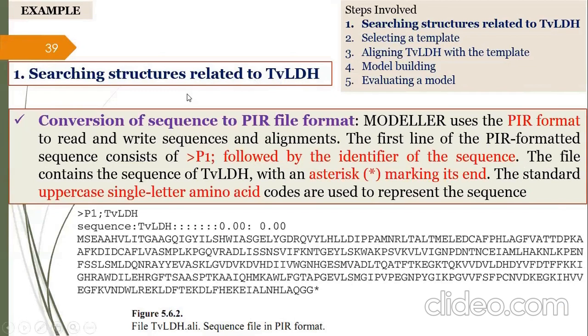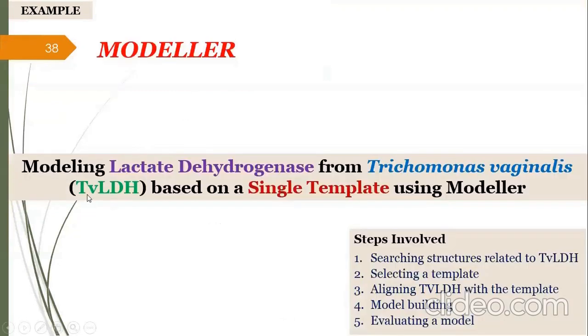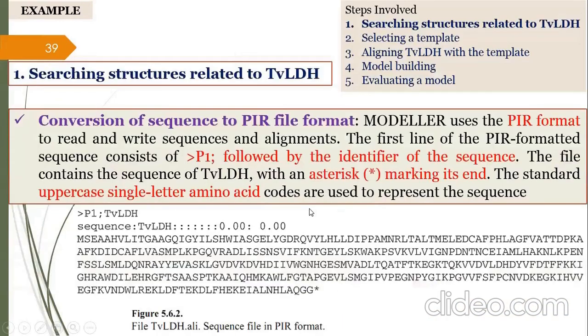Okay, so सबसे पहले हमने क्या किया कि searching structure related to TVLDH. So previously we have talked about, we will be having an example of this TVLDH and based on a single template. So we already have a single template as well. So the steps involved will be searching structure related to this sequence. Now selecting template, align this sequence with the template, then model building step, and then evaluation of the model.